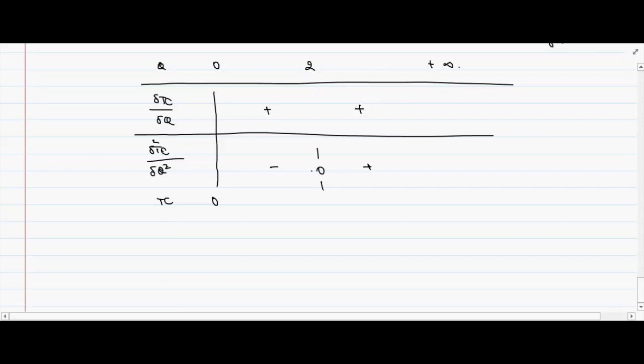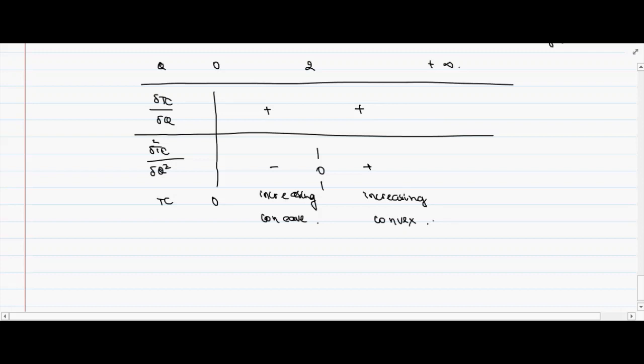In this case, for anything to the left of point 2, the function is increasing because the first derivative is positive, and the second derivative is negative, meaning we have a concave function. Now for anything to the right of quantity equal to 2, the first derivative is positive, again it means the function is increasing. We know that it's increasing all the way, so that makes sense. And the second derivative is positive, meaning the function is convex.